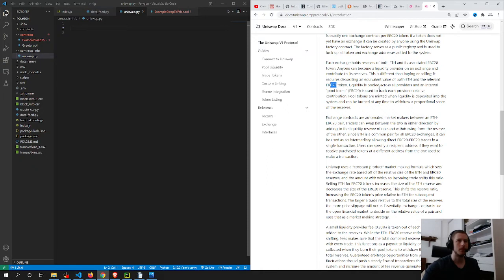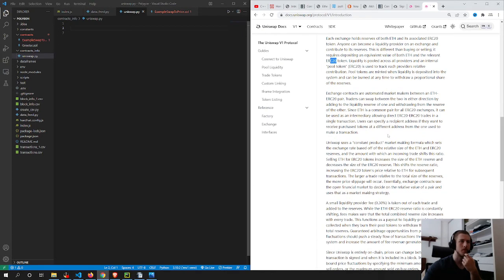Liquidity is pooled across all providers and an internal pool token is used to track each provider's relative contribution. Pool tokens are minted when liquidity is deposited into the system and can be burned anytime to withdraw a proportional share of the reserves. So I guess when you're burning, you have to burn both. That's the thing, because the proportion has to be there.